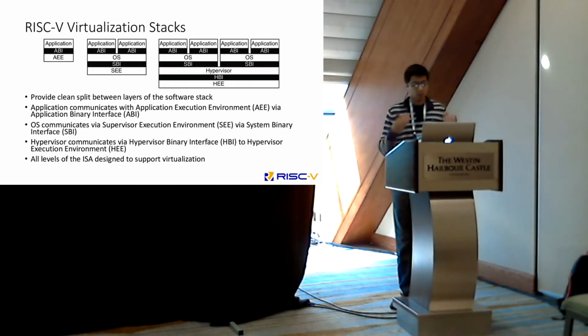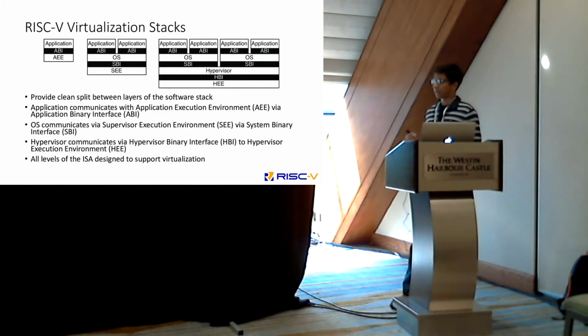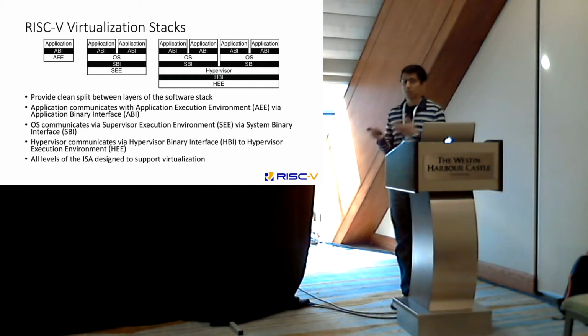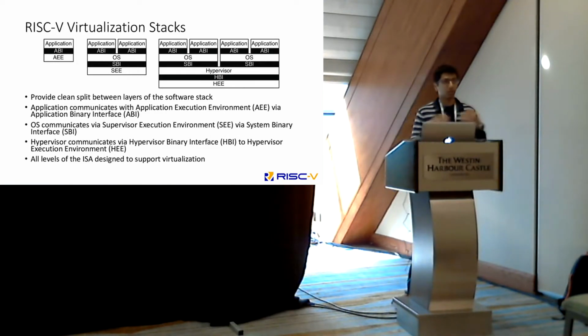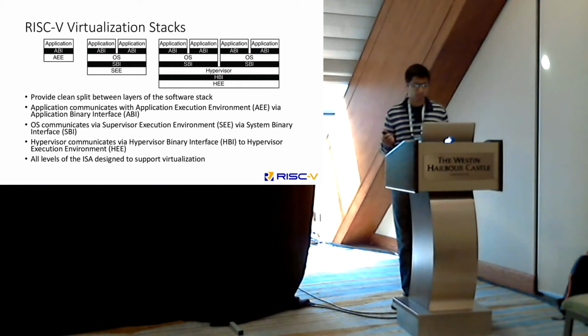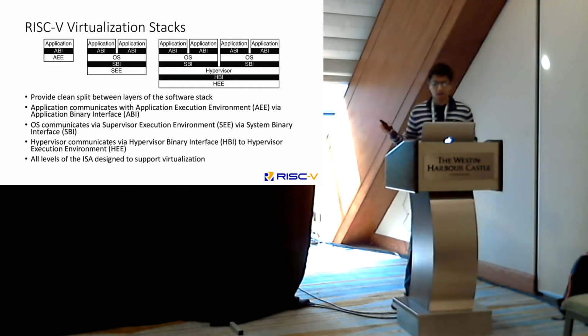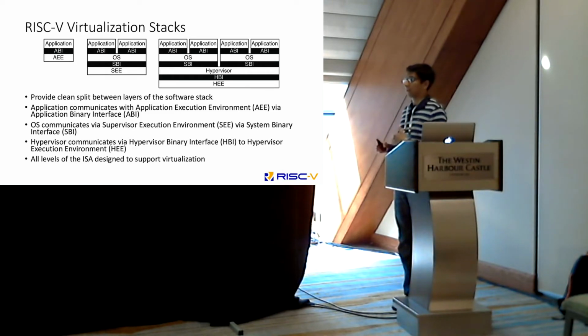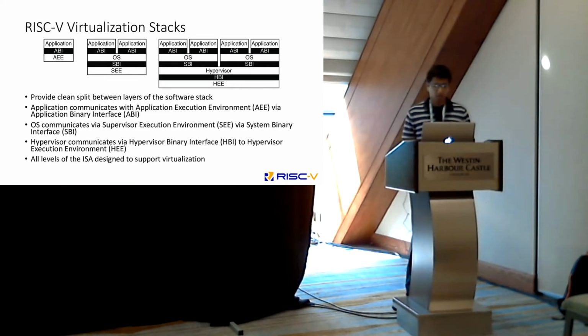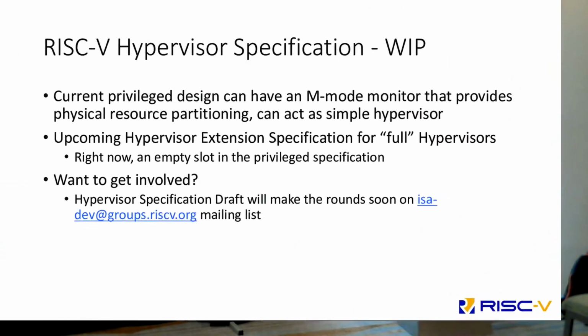But what we want to do in RISC-V is extend this all the way down the stack. So for example, your OS now is going to communicate via some supervisor binary interface to a supervisor execution environment that's provided by some more privileged software. And you can extend this down to hypervisors and so on. So the idea is that all levels of the ISA are designed in advance to support virtualization. But of course, we need your help for this.